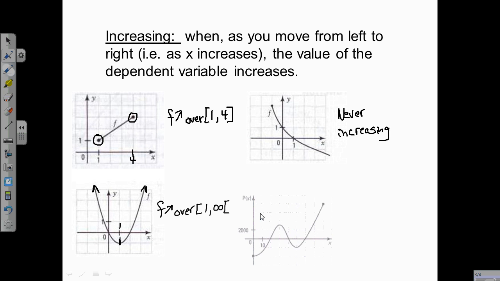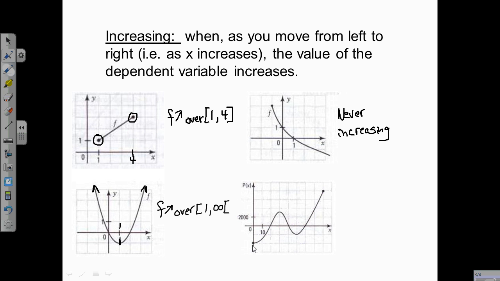Let's take a look at one more example here. All right, so here's a little bit more complicated because we've got our lines going up and down. Where does it start increasing? All right, right here, when x is 0, is where it starts increasing. It's increasing, increasing, increasing, increasing. Oh, and it stops increasing right at this point here when x is 10, 20, 30.